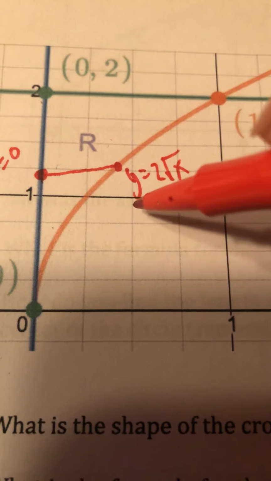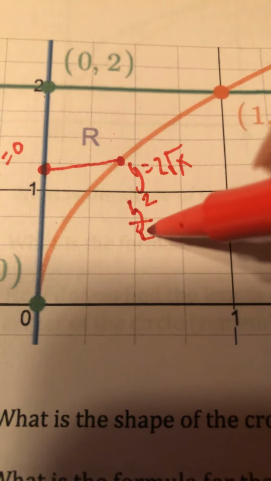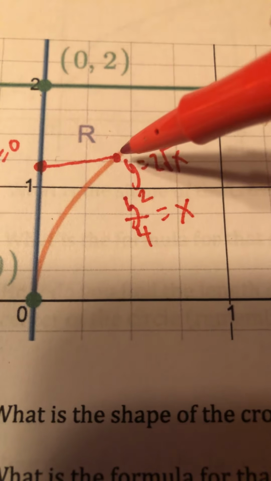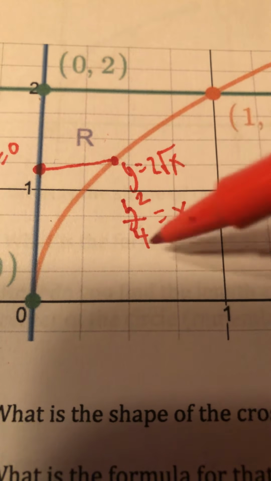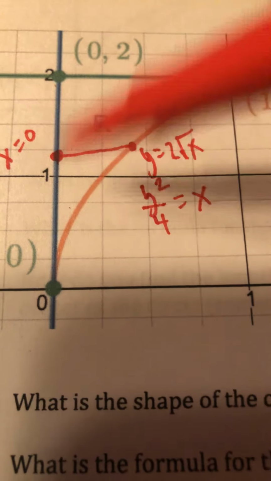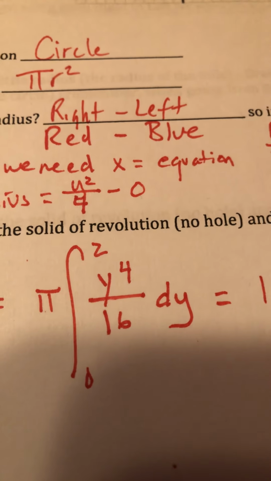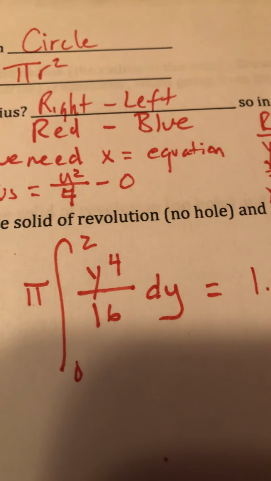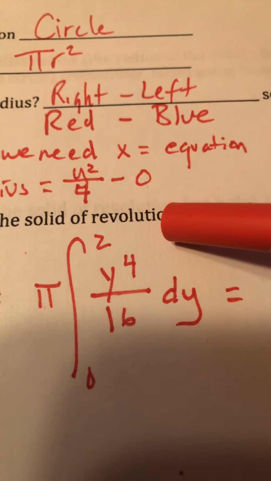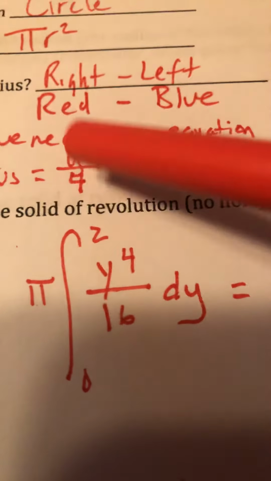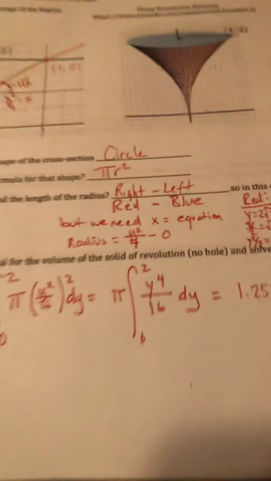And this equation is now y squared over 4 equals x. So x equals y squared over 4, and x equals 0. So our radius is going to be the red line minus the blue line. We got our x equals equation, so y squared over 4 minus 0, which really just simplifies to y squared over 4. There was one circle, so we go ahead and do our volume.